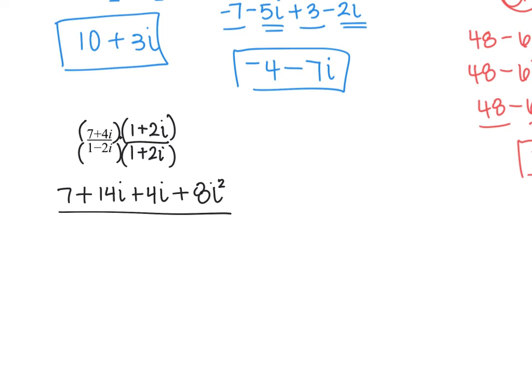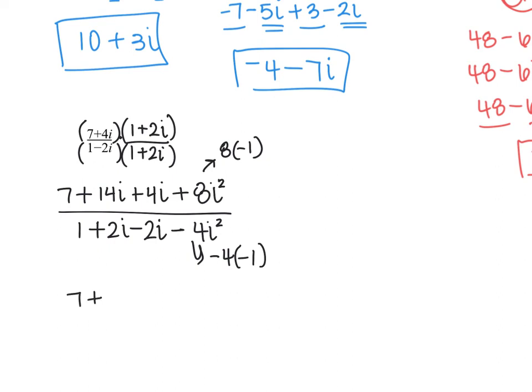So when we distribute, we do 1 times 1, which is 1. 1 times 2i, which is 2i. Negative 2i times 1, which is negative 2i. And then negative 2i times 2i, which is negative 4i squared. Before we combine any like terms, we want to simplify our i squareds. So the 8i squared becomes 8 times negative 1, and negative 4i squared becomes negative 4 times negative 1.